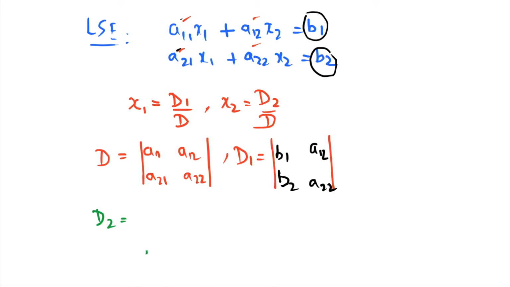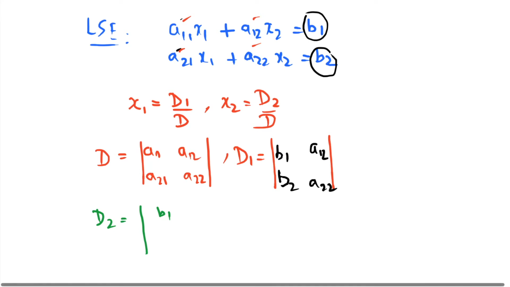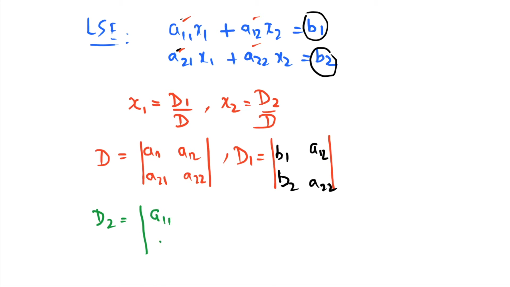So d2 will be b1, b2. I'm sorry, that's wrong. For writing d2, we will leave the coefficients of x1 as they are. So it will be a11, a21, and instead of the coefficients of x2, we will replace them by these constants here. So it becomes b1 and b2. Now if you want to calculate x1, x1 will be equal to d1 by d, and x2 will be equal to d2 by d.